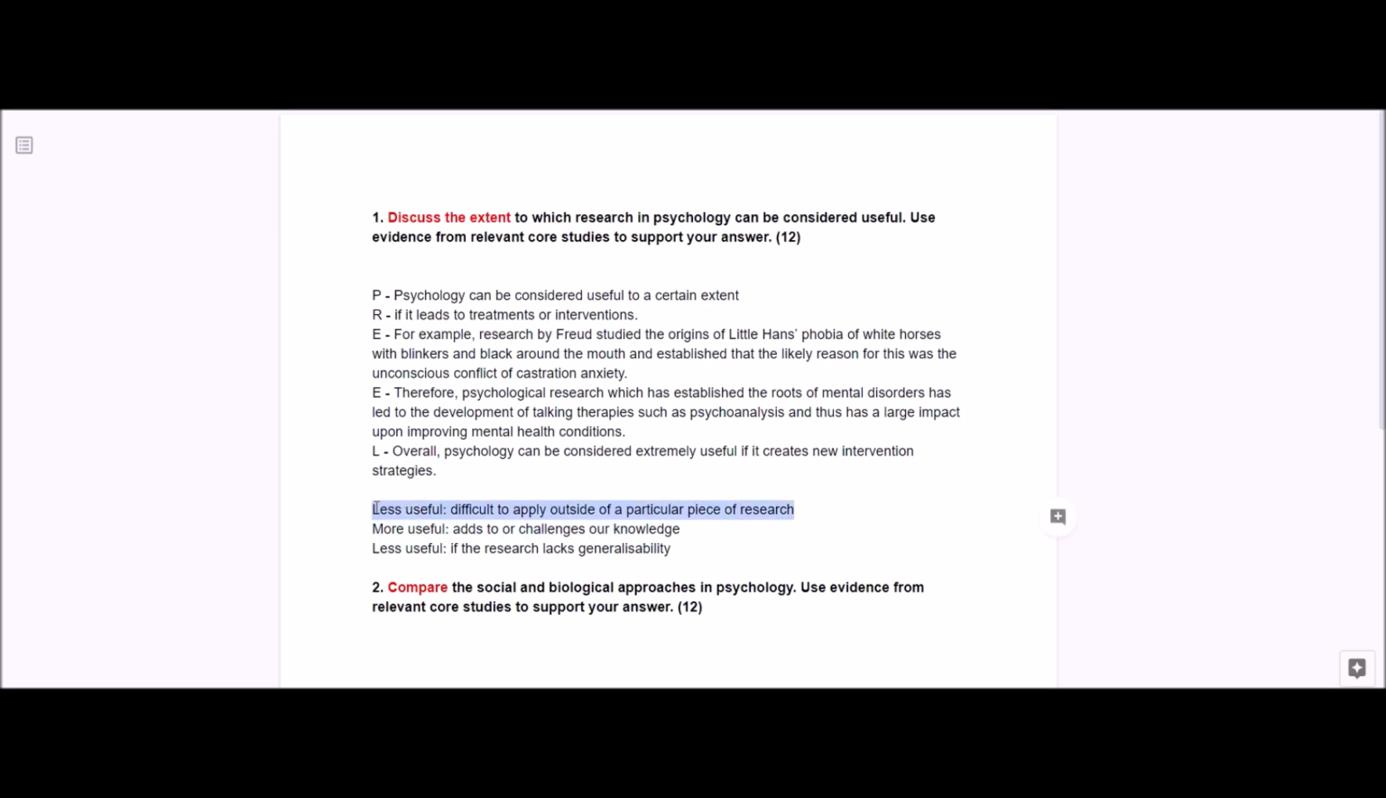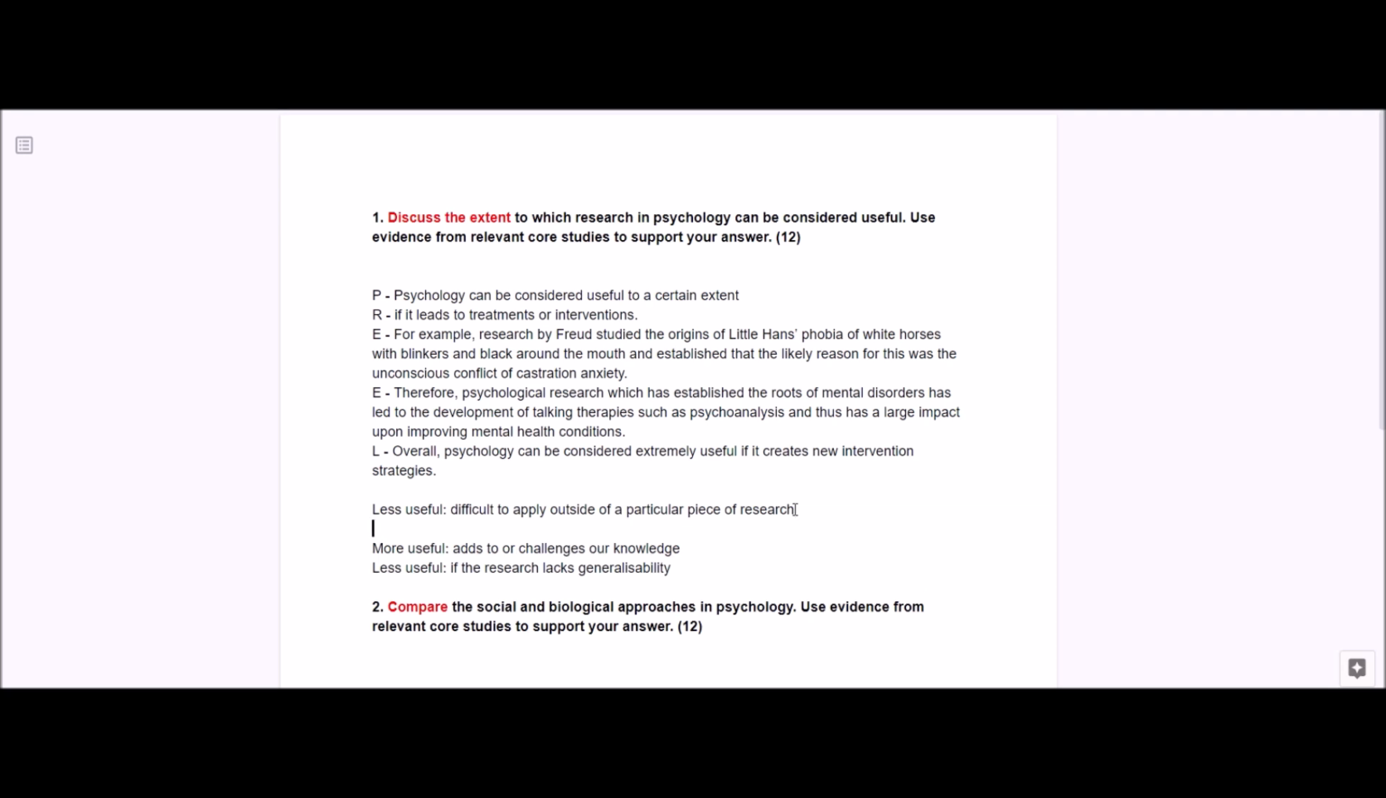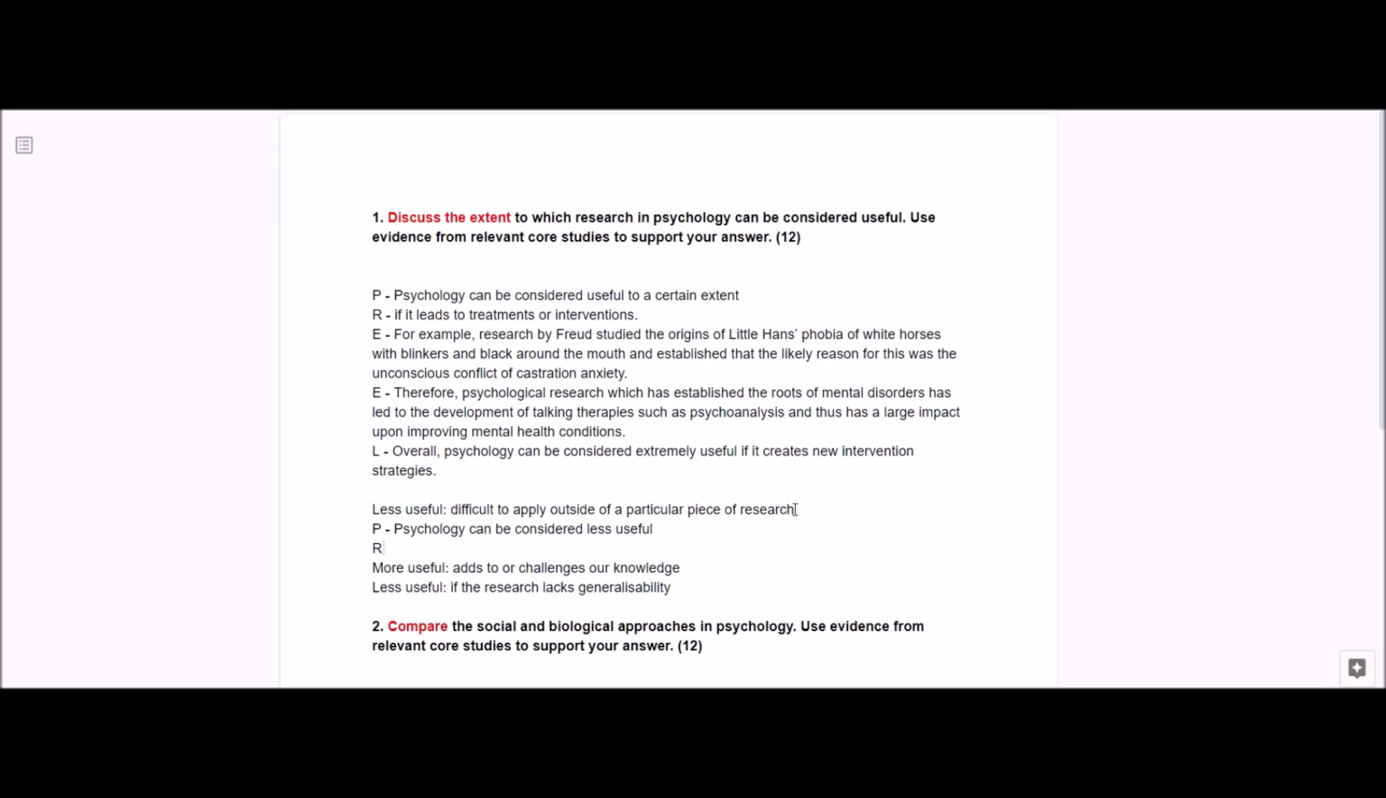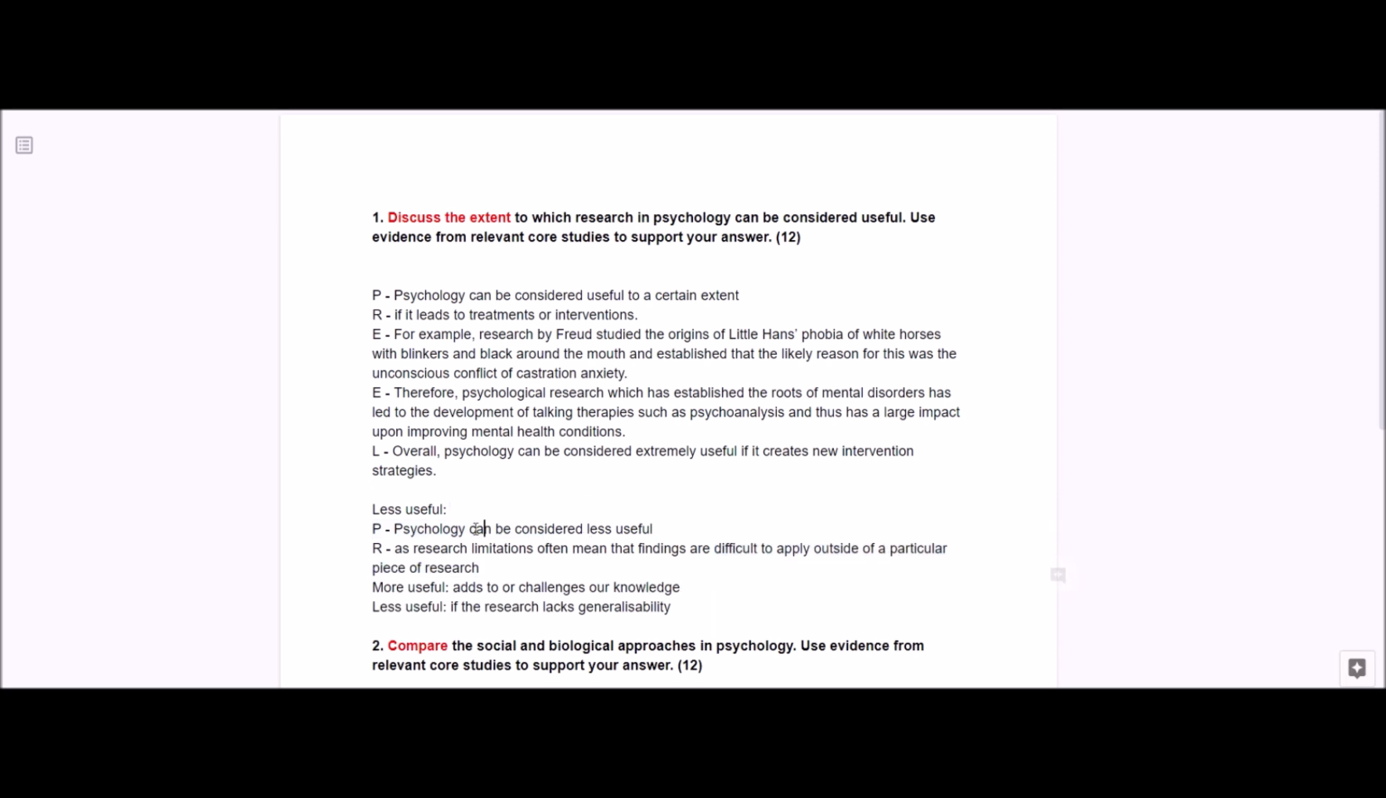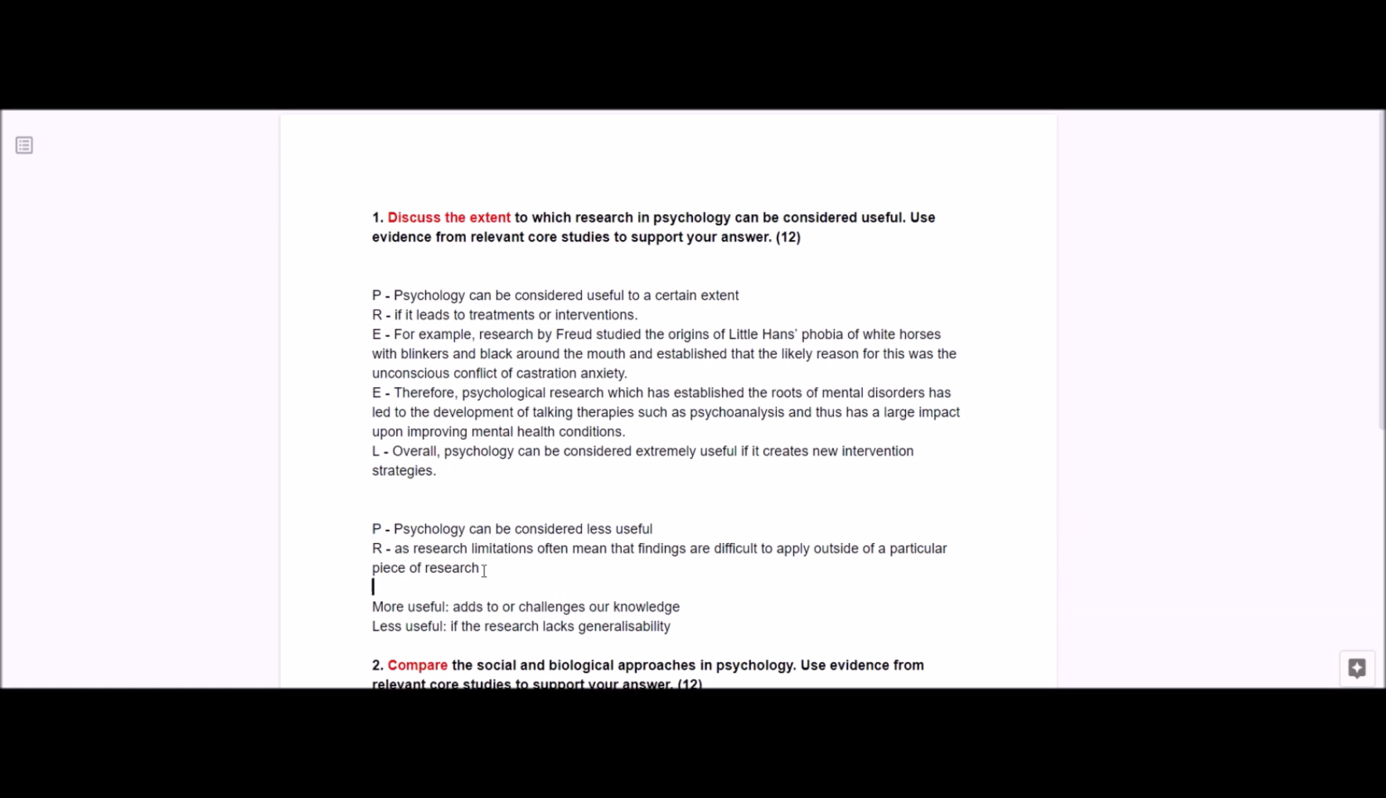Okay, so my next one that I'm going to talk about is this one, how research in psychology can be considered less useful if it is difficult to apply outside of a particular piece of research. So my point is that psychology can be considered less useful as, that's my reason rather, as research limitations often mean that findings are difficult to apply outside of a piece of research. That's my point and my reason.